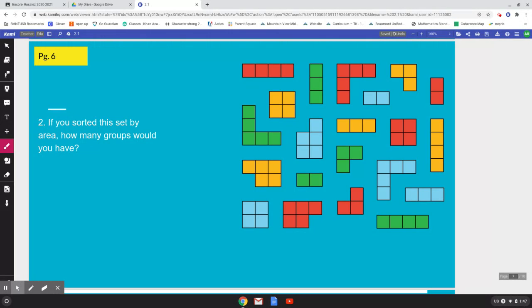All right, we're still on page 6, and I'm doing number 2. It says, if you sorted this set by area, how many groups would you have? So the answer is there would be 4 groups. There is one group with an area of 2. There's another group with area of 3. There's another group with areas of 4. And there would be another group with an area of 5. So we would separate them by how many squares each has. And you would end up having 4 separate groups.